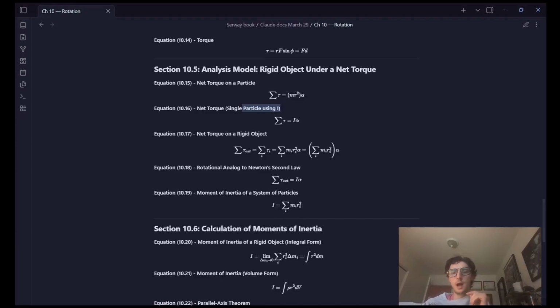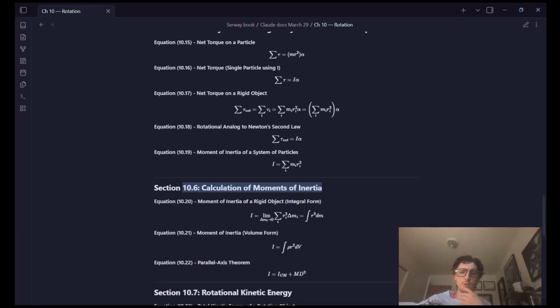Moment of inertia, I is equal to big sum m, which is the mass i, r, which is a radius or distance, squared i. What does this mean? Don't worry about it. It doesn't really matter. Just remember this is the equation for moment of inertia, and you find it by doing some kind of mass times some kind of radius squared. If you're interested and you want to see how to calculate moments of inertia, there's a section where they do problems like this. Oh, here it is, section 10.6.